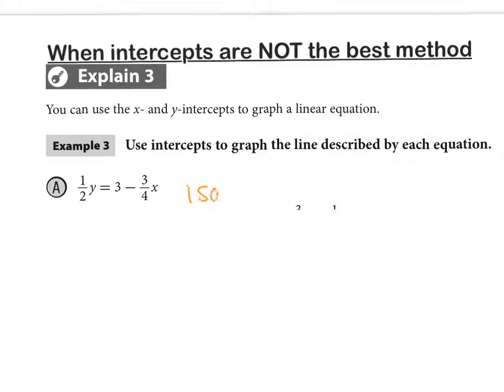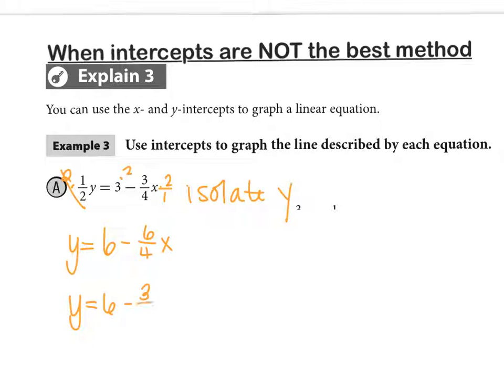If it were me and I was trying to graph this, I would not use intercepts. Instead, I would try to isolate y. And to do that in this specific example, we're trying to get rid of 1/2, so I could multiply by 2. Now remember, that means you have to multiply every single part by 2. So I can multiply this 3 by 2, and then the negative 3/4 by 2, which is going to give me, those cancel, y equals 6 minus, and remember with fractions you can multiply straight across, so you can get 6 over 4x.